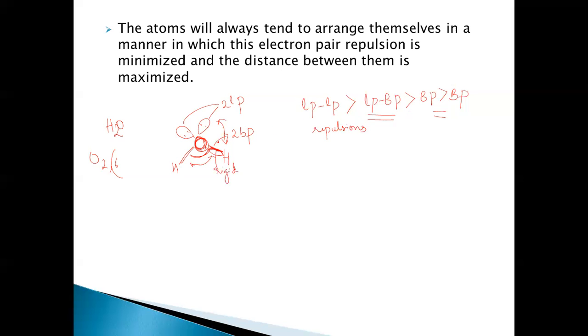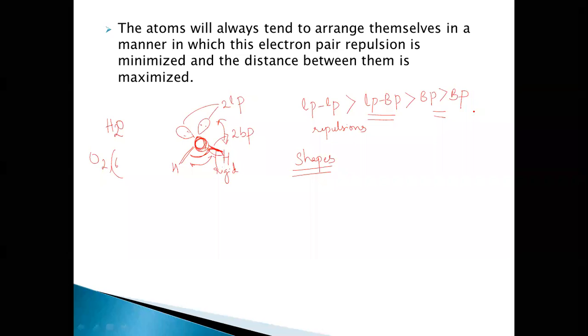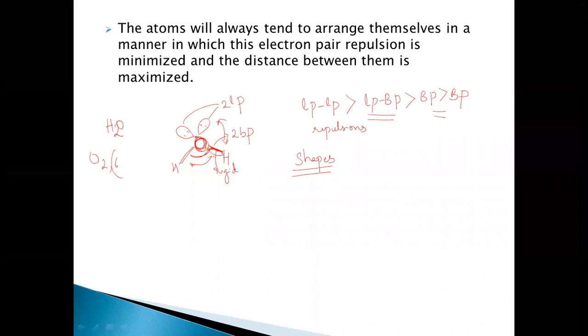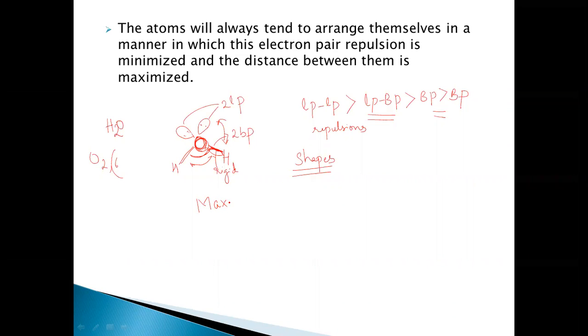So the shapes are totally based on the repulsions between lone pairs and bond pairs, that is, bond pair and lone pair repulsions. In other words, the lone pairs and bond pairs will try to arrange themselves around this central atom in such a way that there is minimum repulsion. So we can write this as they are at the maximum distance.